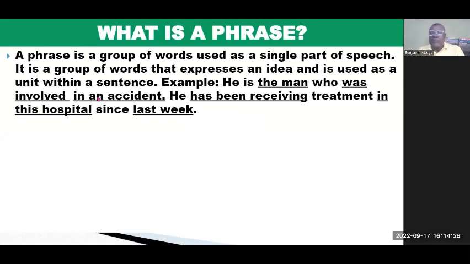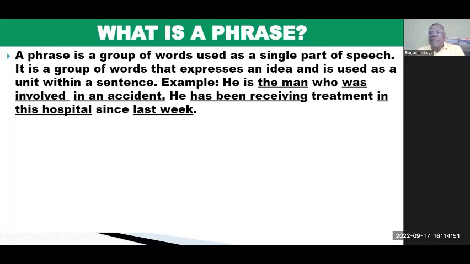A phrase is a group of words used as a single part of speech. For example, a noun phrase is used as a noun. It does the work of a noun in a sentence. Now, a noun phrase is a group of words that expresses an idea and is used as a unit within a sentence. Now, take a look at the following example.